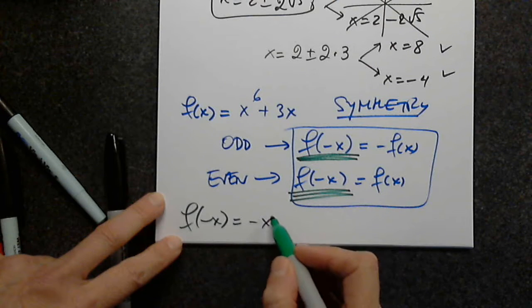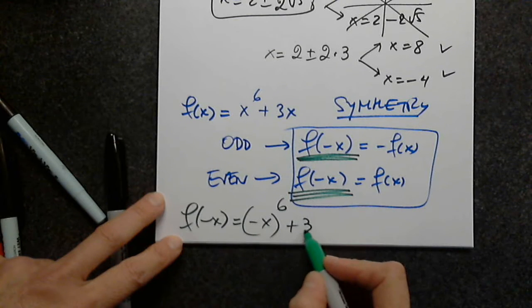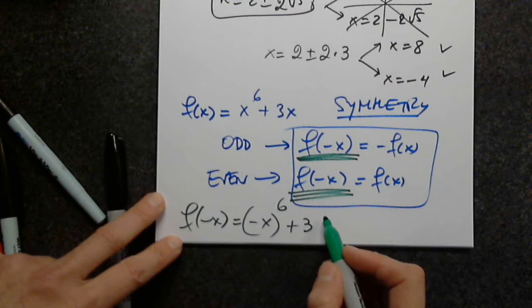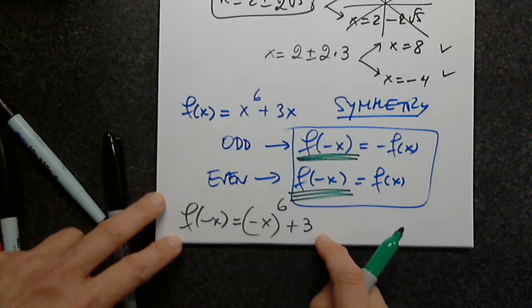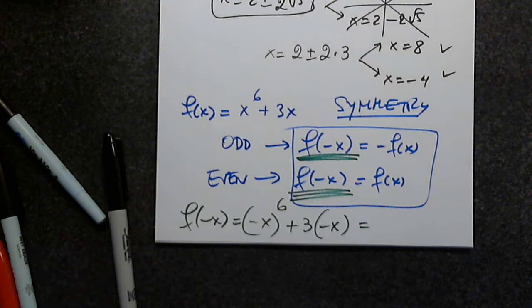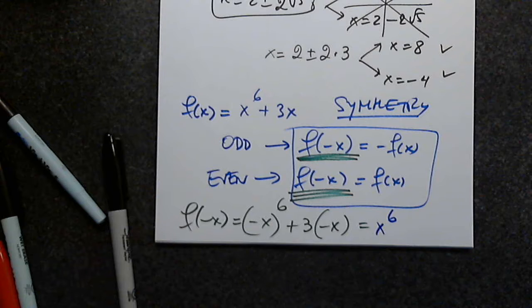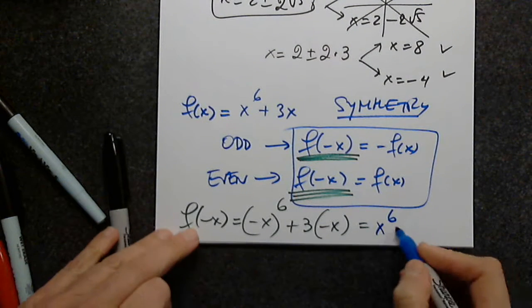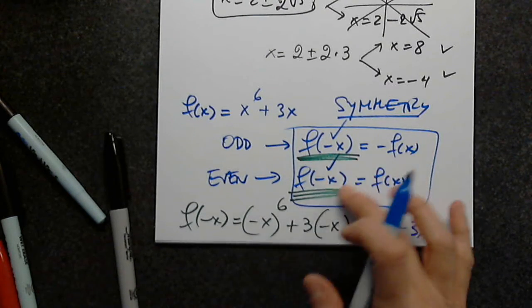Everything to the 6, very good, plus 3, and then, very good. I just didn't hear it. Forgive me if you said it and I didn't hear it. It's my fault. Okay, negative x to the 6th power. Let's simplify that. What do we get? Awesome. 3 times negative x. How much is that? Awesome. So we found this expression. We found this and we found this.